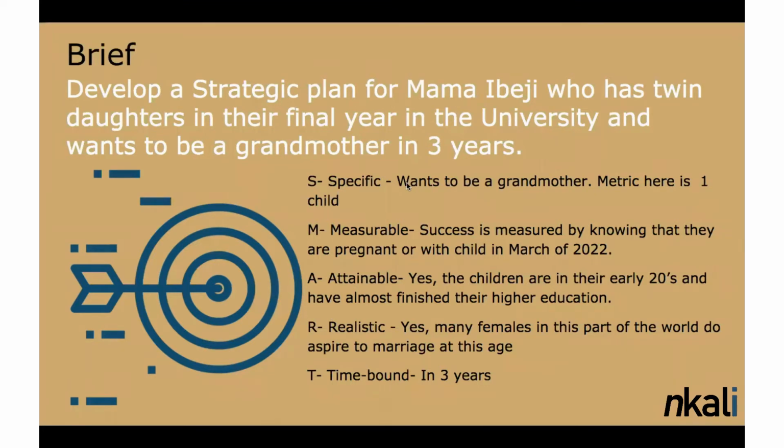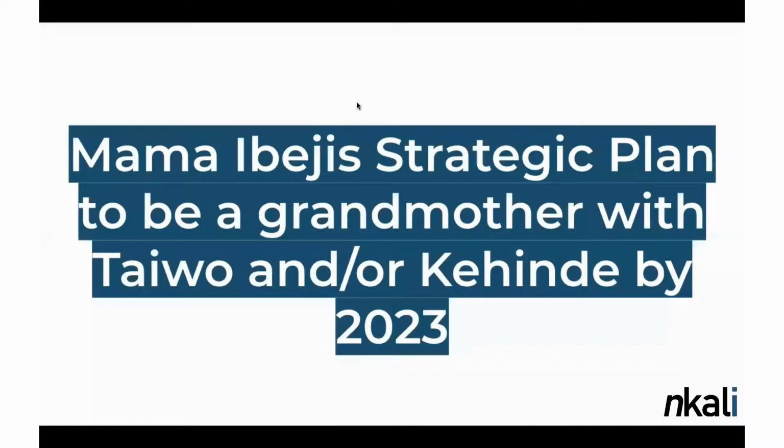So how many kids does she want? She wants at least one grandchild in 3 years. So there's a time attached to how long she wants to take to complete her strategic plan, right? So the strategic plan is for Mama Ibeji, who has twin daughters in their final year in the university and wants to be a grandmother in 3 years. So let's start with Mama Ibeji's plan.